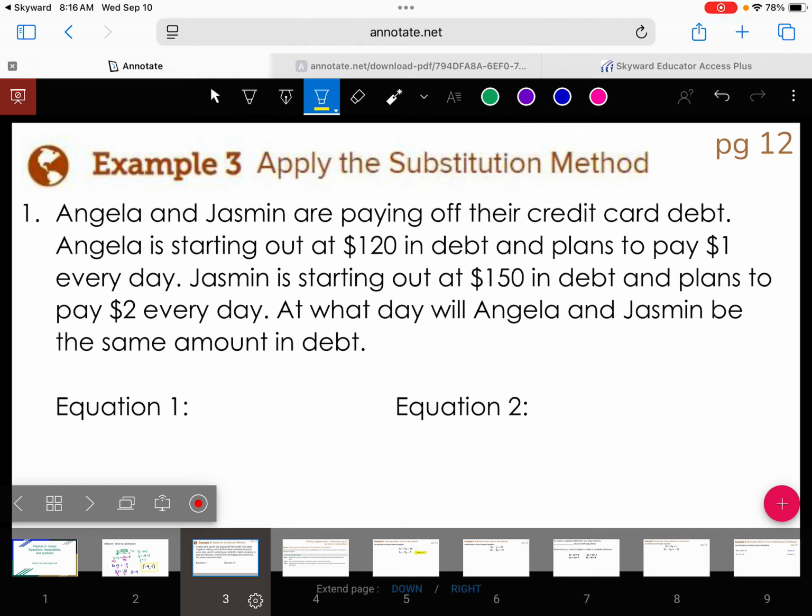So we've got here our story that Angela and Jasmine are paying off their credit card debt. Angela's starting with $120 in debt and is going to pay $1 each day, every day. And Jasmine is starting out with $150 in debt and plans to pay off $2 every day. We're supposed to figure out on what day they will have the same amount of debt. What day will it match?